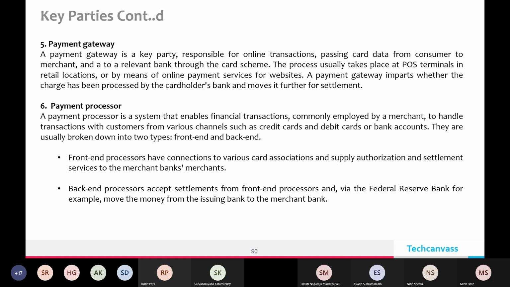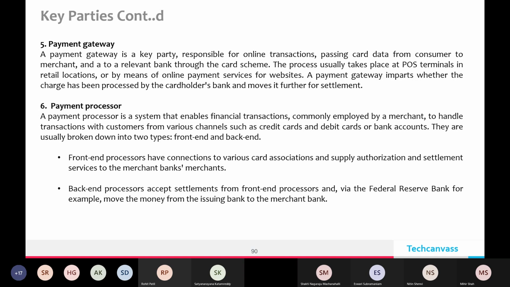And then we have the payment processor. A payment processor is a system that enables financial transactions, commonly employed by a merchant to handle transactions with customers from various channels. So the payment gateway is connected between the customer and the merchant. From the merchant to the acquiring bank, and to the card scheme, everything can be done through the payment processor.